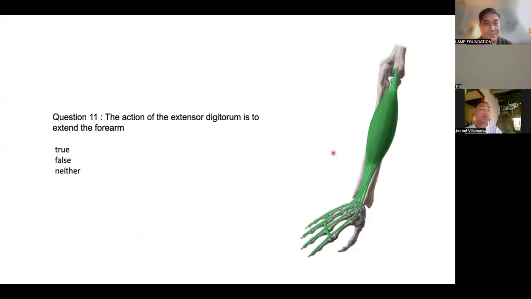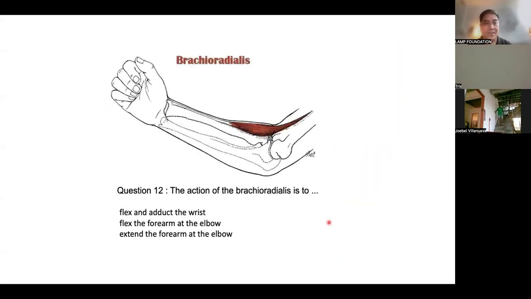Actually, it extends the fingers, at the metacarpophalangeal and interphalangeal joints, 2 to 5. Now, the action of the brachioradialis. What is the action? To flex the forearm at the elbow.